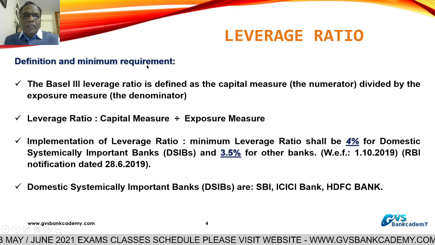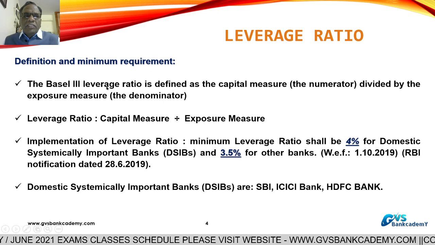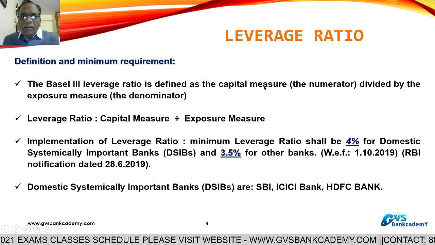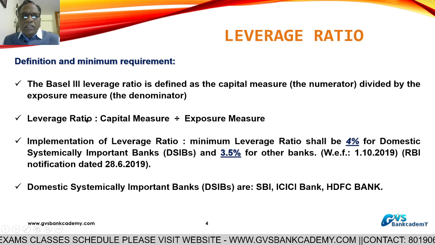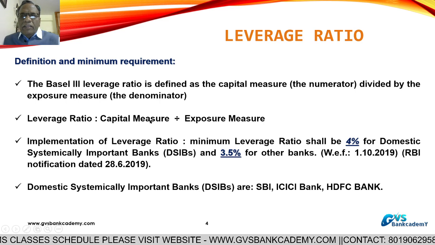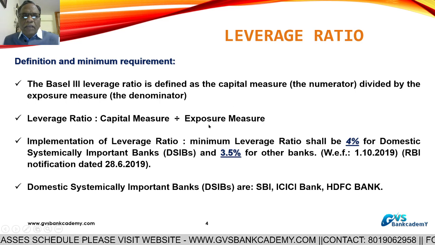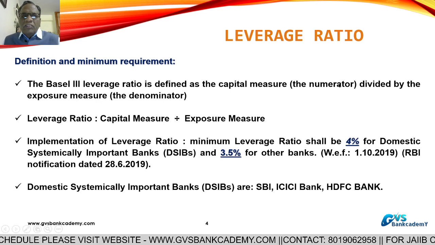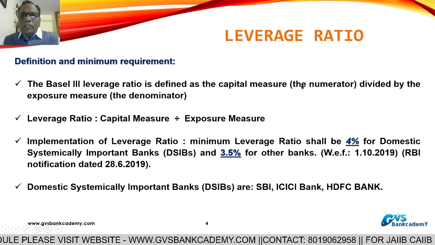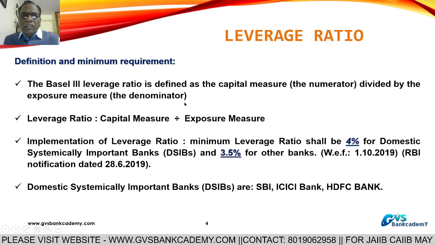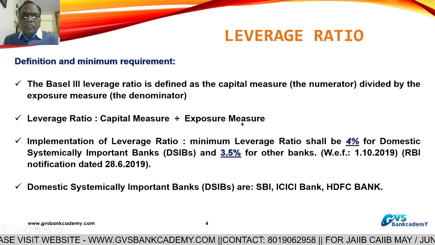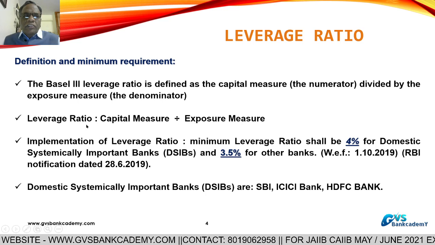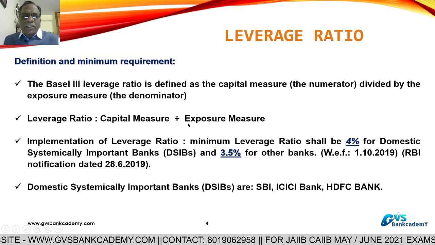Definition and minimum requirement for the leverage ratio. The Basel III leverage ratio is defined as the capital measure divided by the exposure measure. Capital is the numerator, and exposure measure is the denominator. So in the examination they are asking: what is the numerator in the leverage ratio? Capital. What is the denominator? That is the exposure measure. It is expressed in percentage. So leverage ratio formula is capital measure divided by exposure measure.